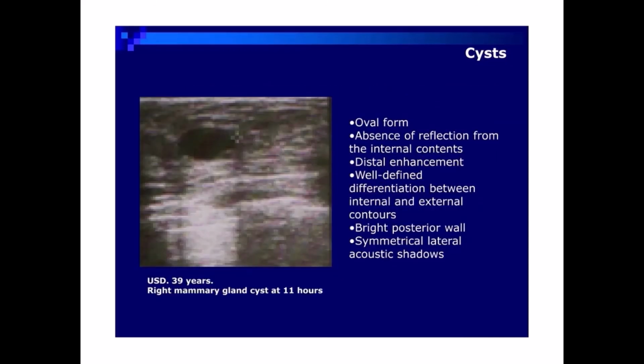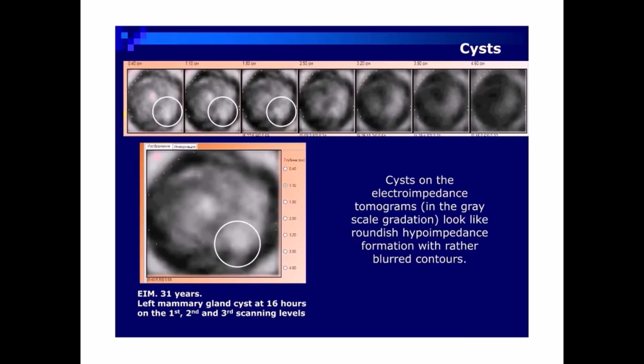Cysts. Oval form. Absence of reflection from the internal contents. Distal enhancement. Well-defined differentiation between internal and external contours. Bright posterior wall. Symmetrical lateral acoustic shadows. Ultrasound. 39 years. Right mammary gland cyst at 11 hours.